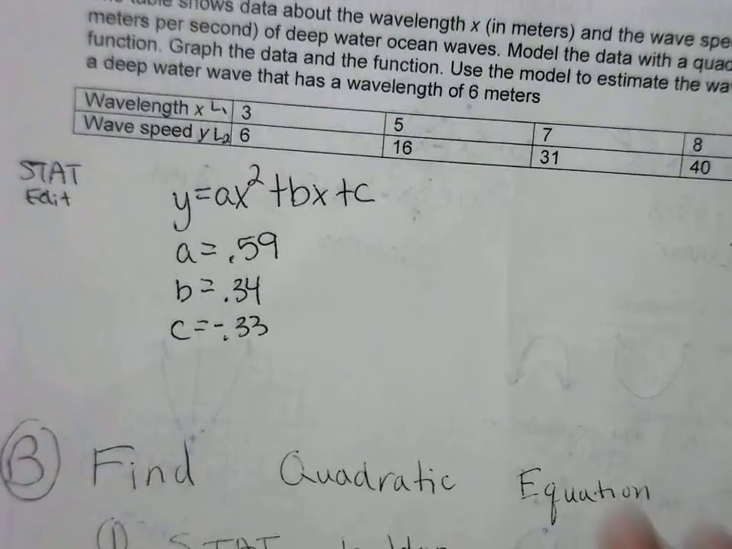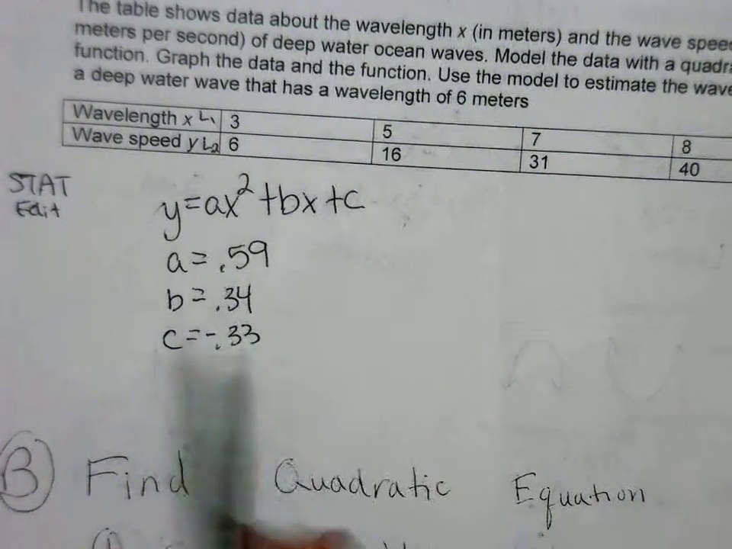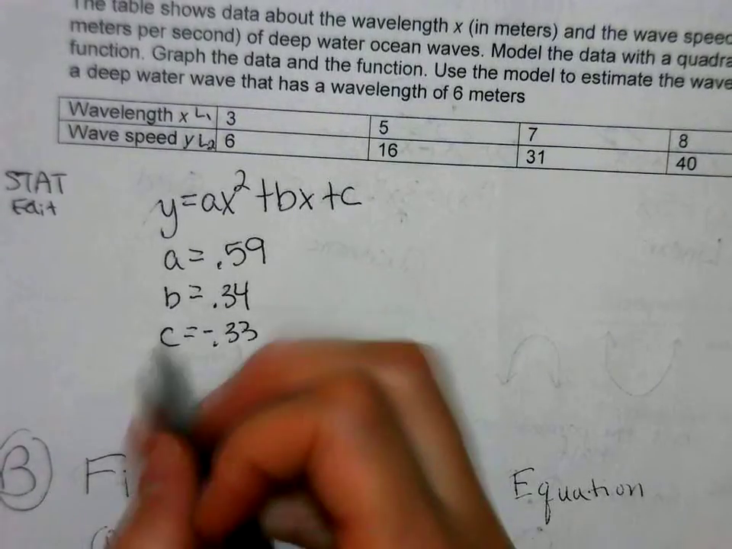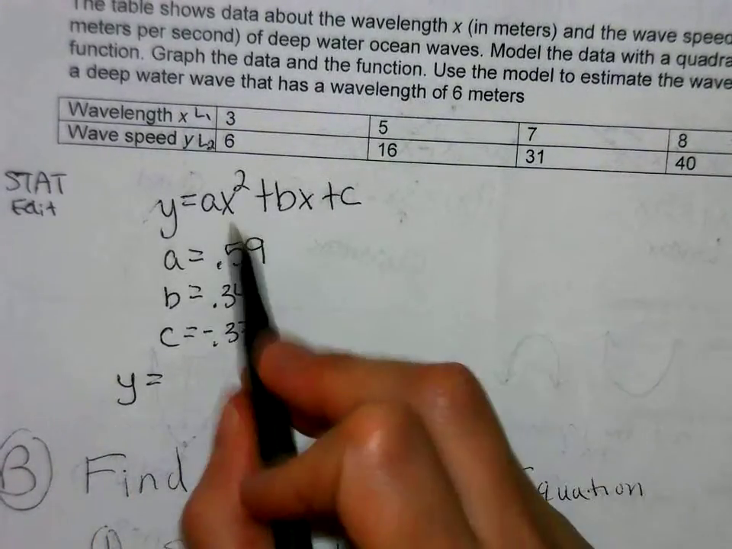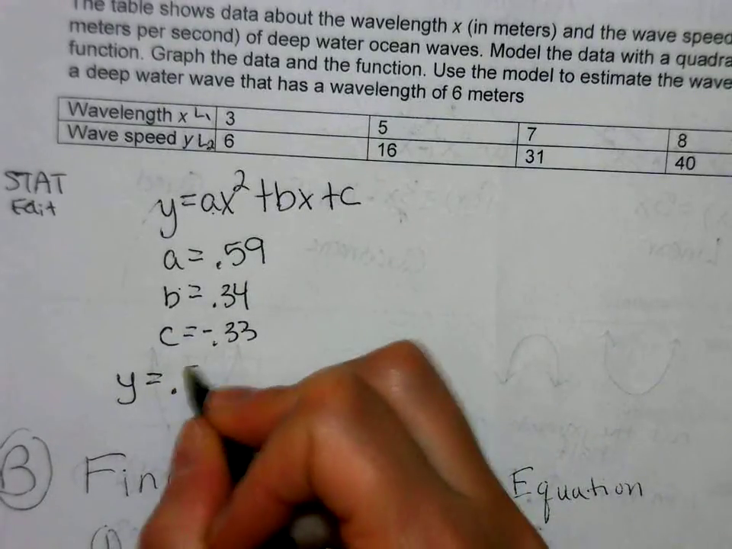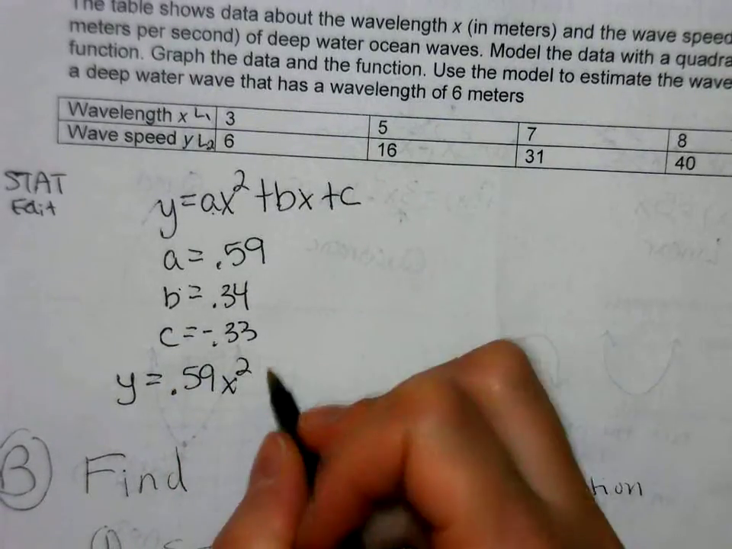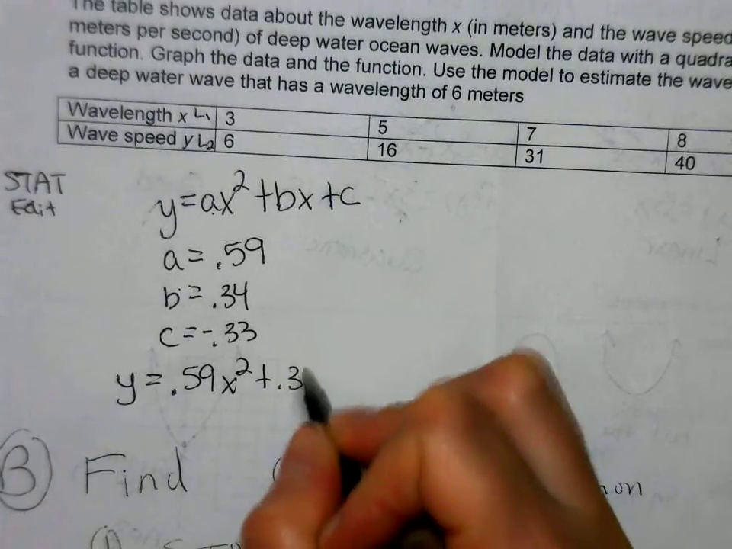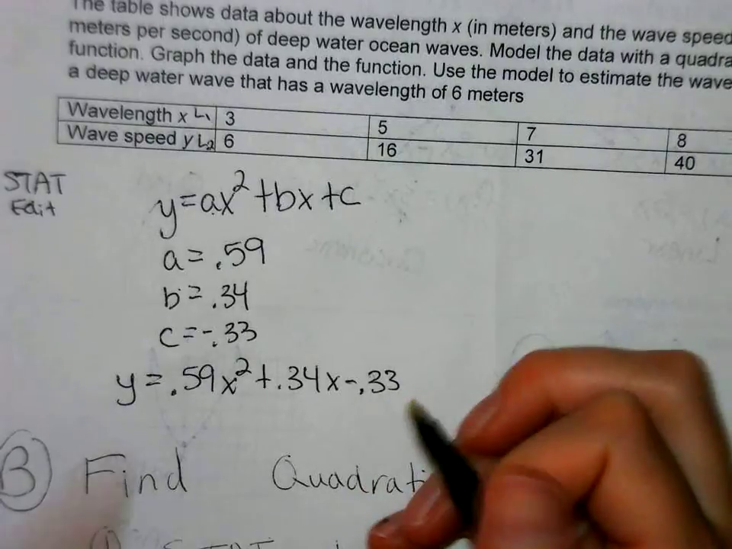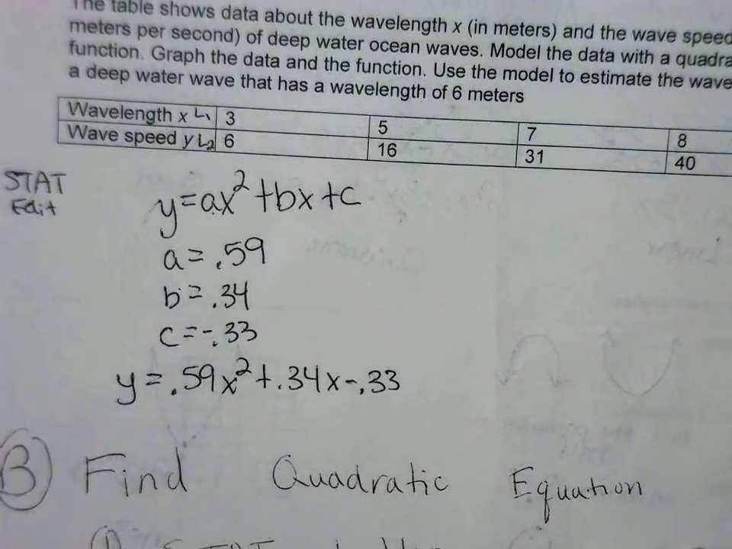Once we get all of this information from our calculator, we're not done. We actually have to plug it into an equation. So we want to plug a, b, and c into our equation: y equals 0.59x squared plus 0.34x minus 0.33. Do not forget your negatives when it pops up. Alright, so our first step is done.